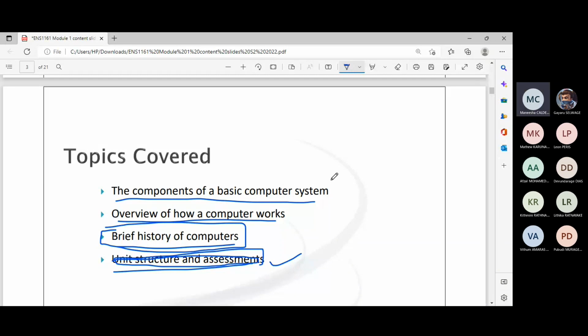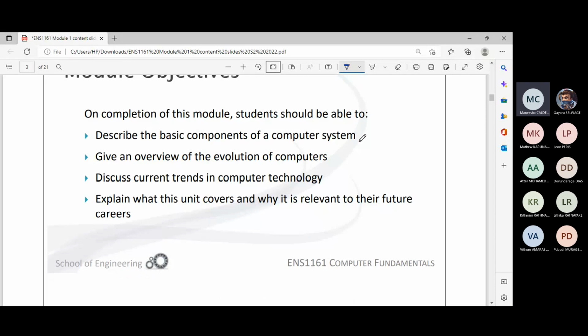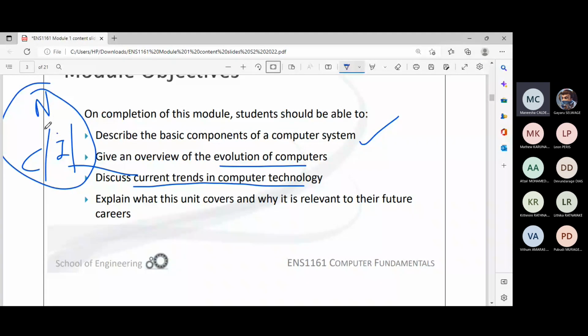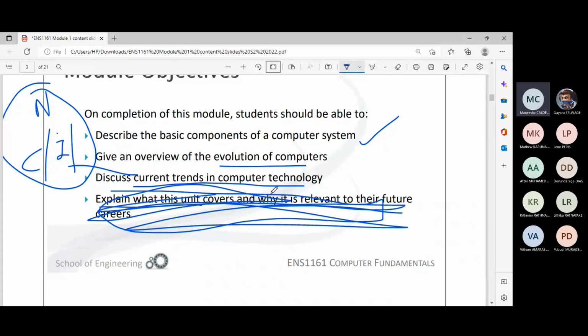But I'll mainly focus on these two aspects today. The module objectives, again, under this module: describe the basic components of a computer system. Give an overview of the evolution of computers, and discussion of current trends in computer technology. In the last few sessions, things like cloud computing, cloud IoT, and some things related to networking will be covered. I have almost completed explaining what this unit covers, so I'm not much focused on these things.